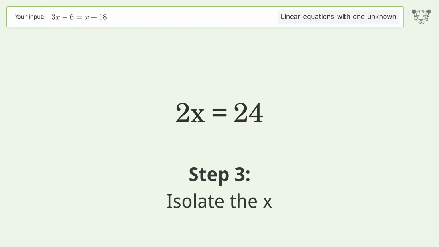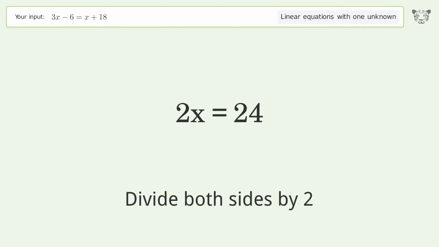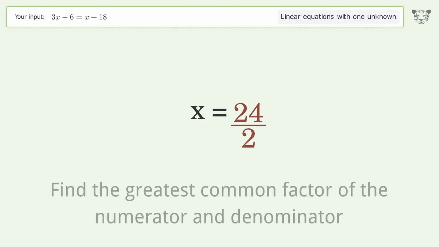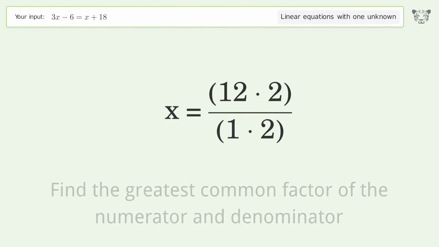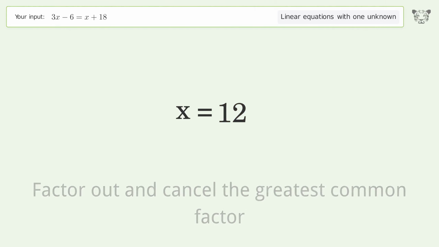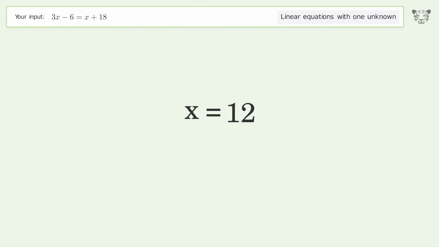Isolate the x. Divide both sides by 2. Simplify the fraction. Find the greatest common factor of the numerator and denominator. Factor out and cancel the greatest common factor. And so the final result is x equals 12.